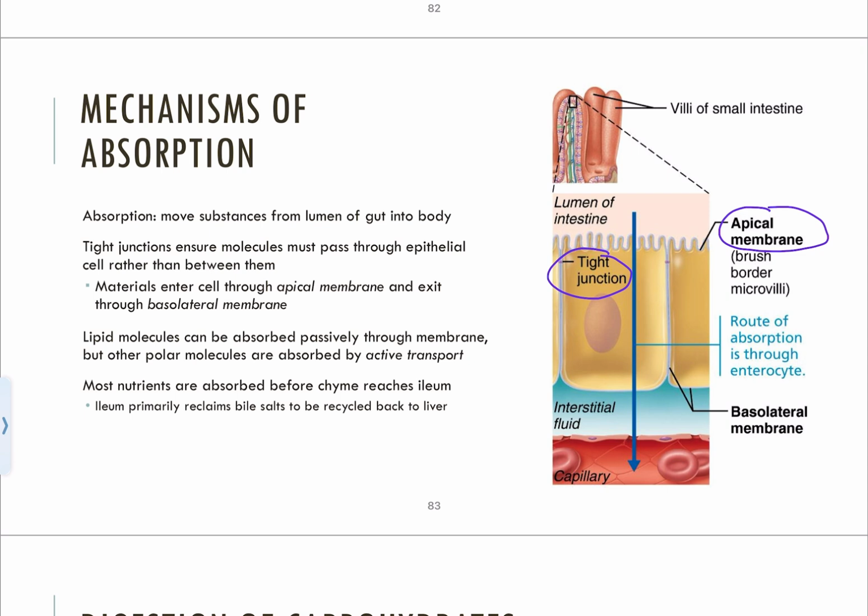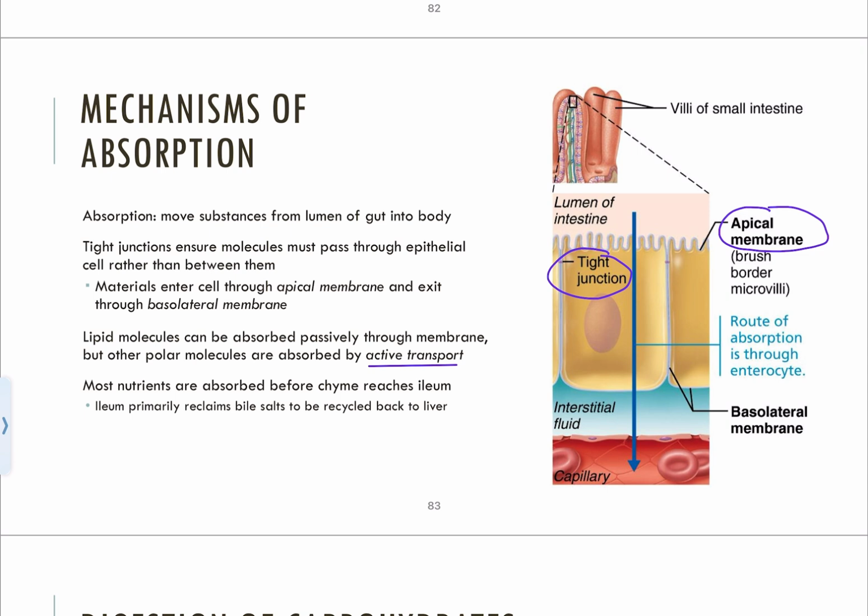If we're talking about our macromolecules, our lipids are lipid soluble, which means that they can directly cross the plasma membrane of the enterocyte. Most of them can just diffuse directly across. If we're talking about our other monomers, most of those are going to be polar substances, which means they cannot directly diffuse across the plasma membrane. They're going to need some sort of transport protein to help them cross, and most of the time this transport protein is going to require ATP. So they're going to be absorbed by active transport.